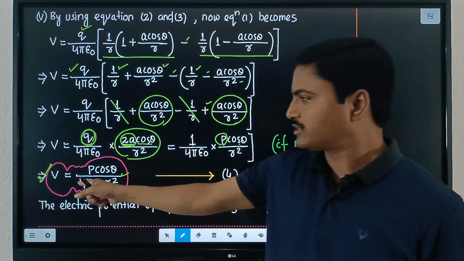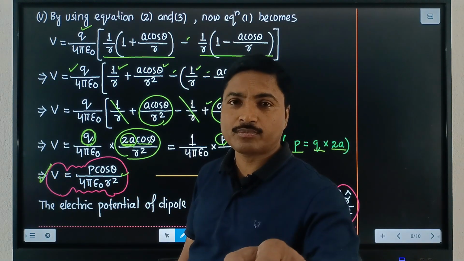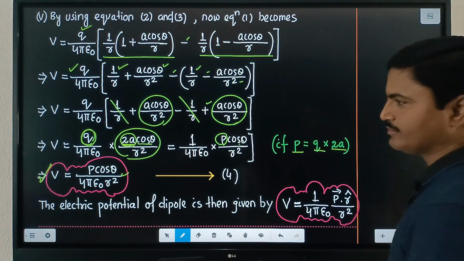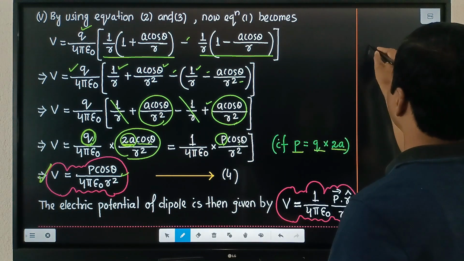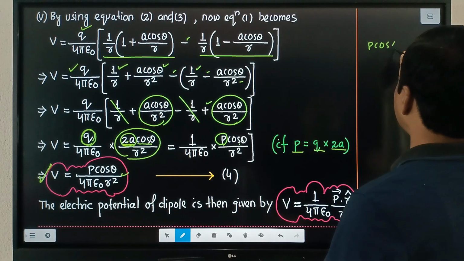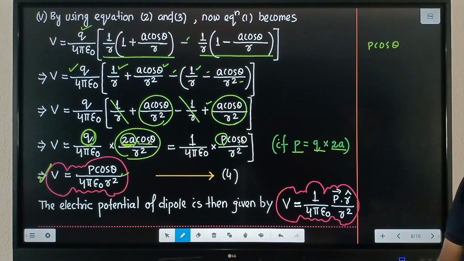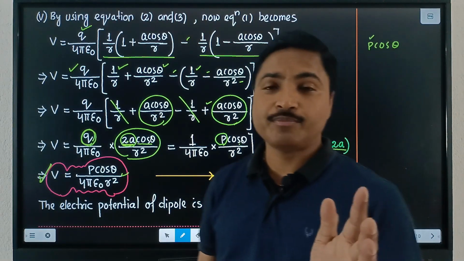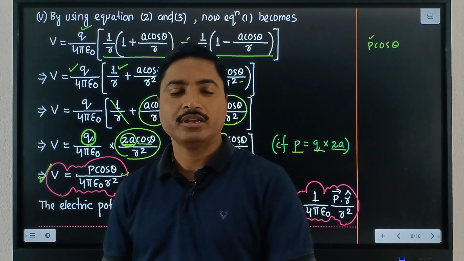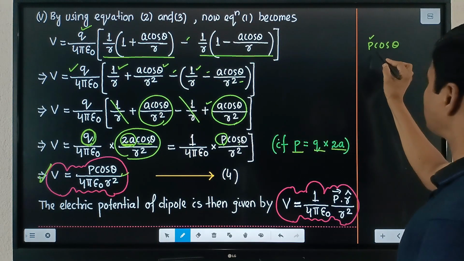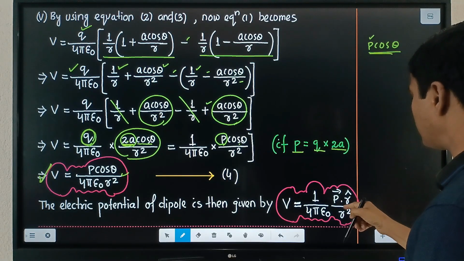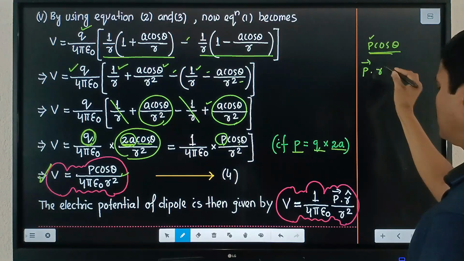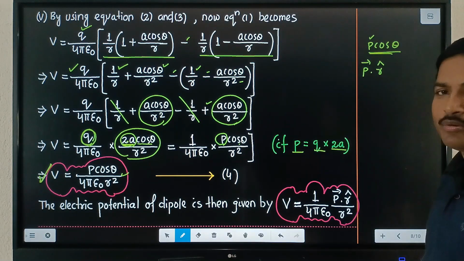This one is the final expression of the electric potential at the observation point due to an electric dipole. Clear? Now we also write the same thing here, P cos theta is there. P means electric dipole moment, and electric dipole moment is a vector quantity. You know that. We express P cos theta just like this: P vector dot r vector, P vector dot r cap. This is r cap.